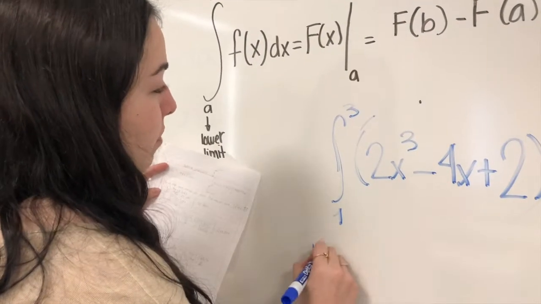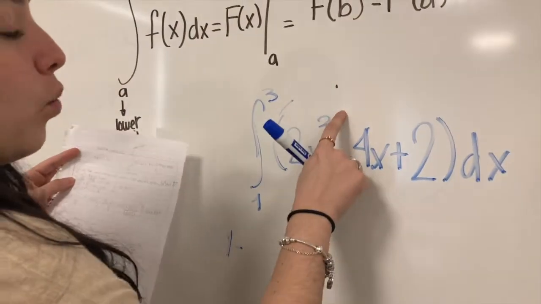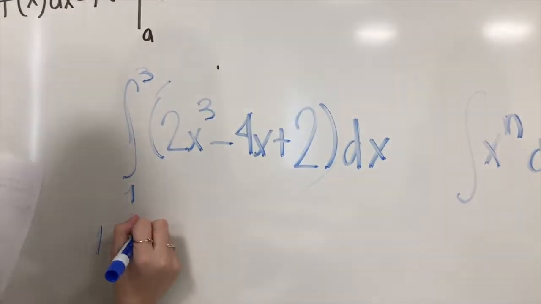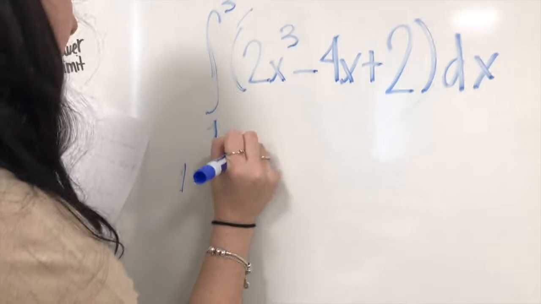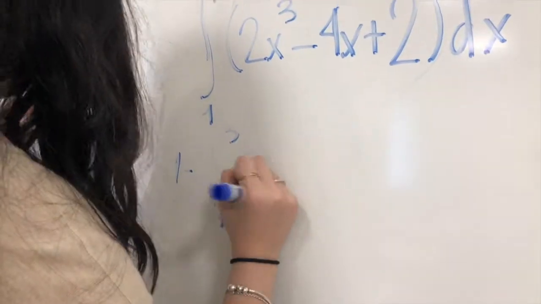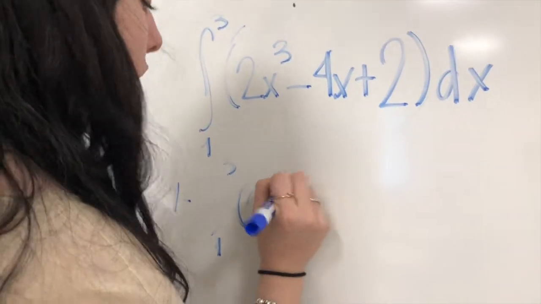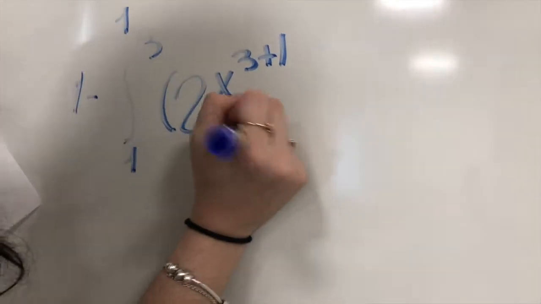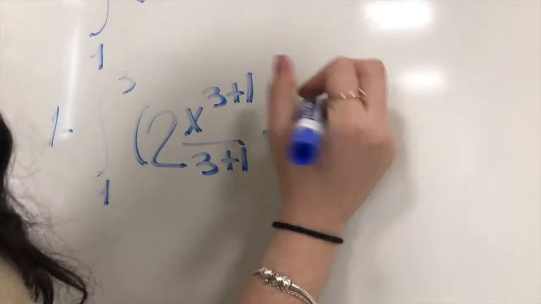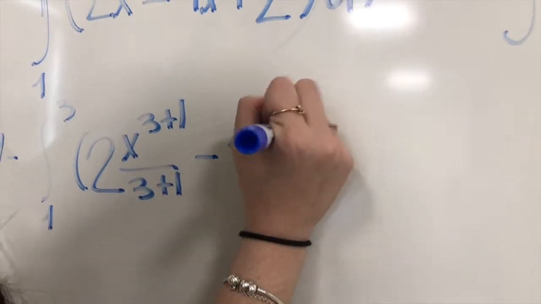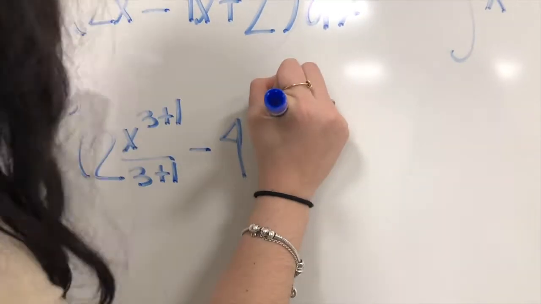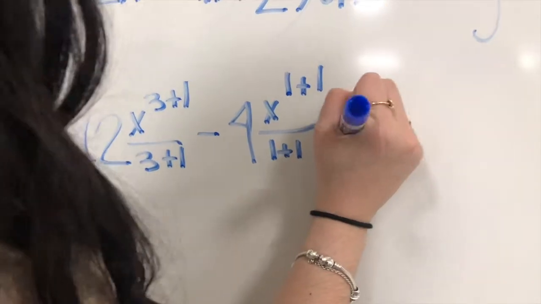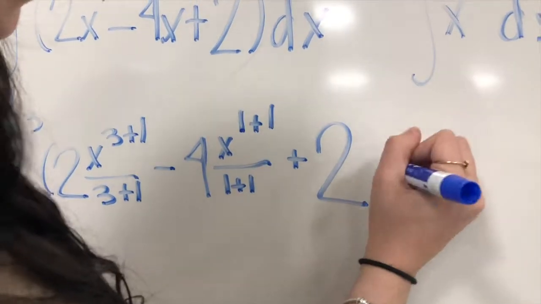Okay, the first step is to add 1. This is your n, so you have to add 1. So you will have... and you add 1 to the 3, and then you will add 3 plus 1 here also. And then you have the 4, and in the x you will do the same thing. You will add 1 in here. And on the number 2, you will just add an x.